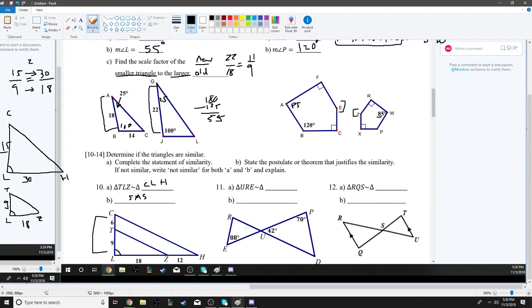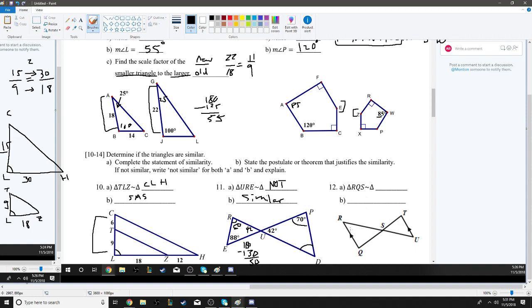For this one, this is a bow tie, which means this is 42 degrees. And we need to figure out what angle R is. So right now we have 88 plus 42, that's 130. 180 minus 130 is equal to 50 degrees. So that's 50, and that's not 50, and this probably isn't 88. So therefore, these two are not similar, because two angles are not congruent.